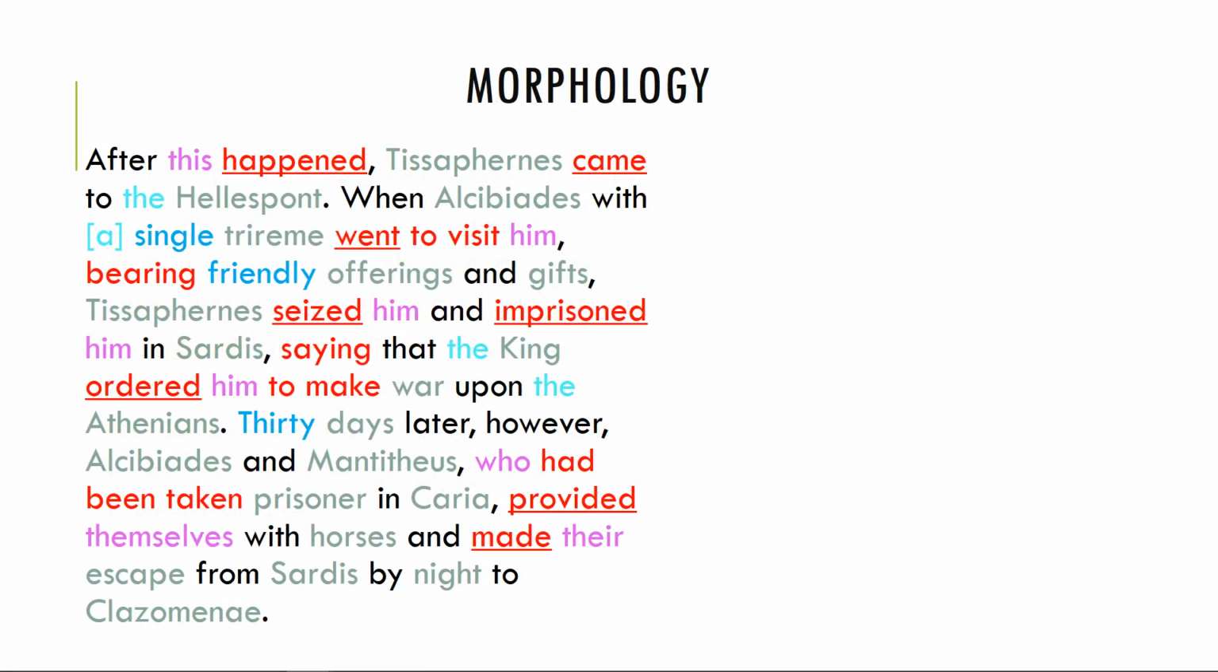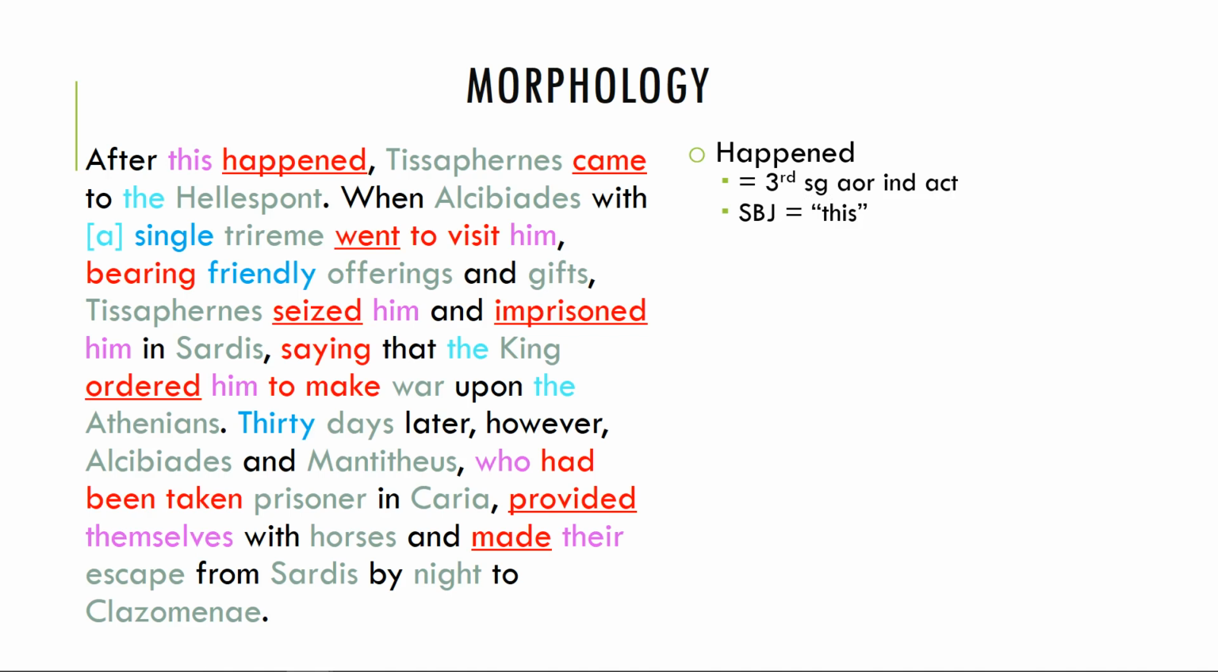Well, we're going to assume they're all in the indicative. So, happened: third person singular aorist indicative active. This is how you'll see it abbreviated. This is how you'll see it identified. It is acting as the subject of the sentence.